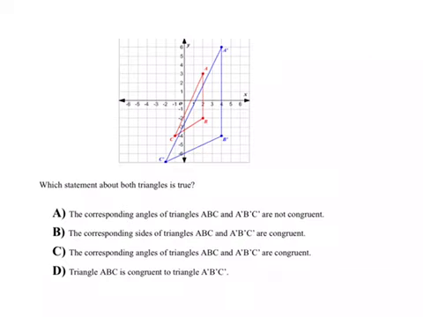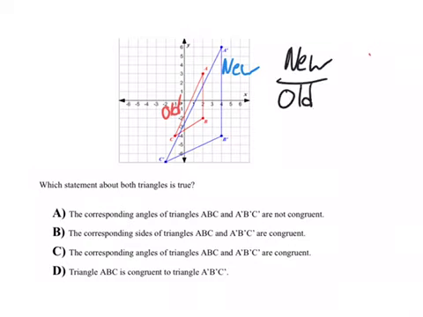Again, I just want to mention that the primes, I'm going to do this in the correct color this time, have the prime next to them. So that's the new one. This is the old one. We are always going to do new divided by old for our scale factor. I don't even know if we need that yet, but I'm just writing it down so we're consistent. We're just trying to figure out what's true. A says the corresponding angles of triangle ABC and the prime version are not congruent. They are always congruent. That is not true.